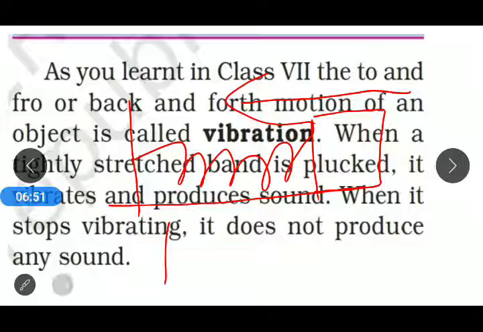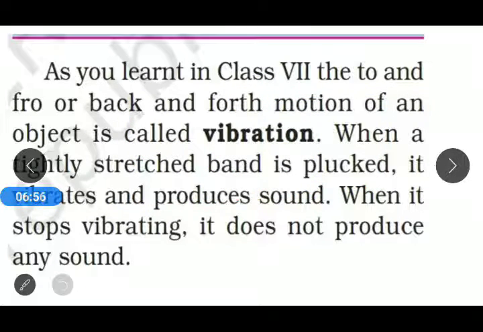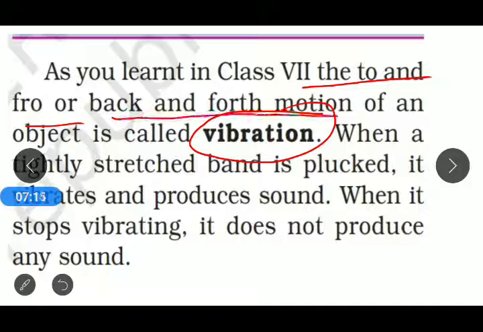So this is the back and forth motion. So what is a vibration? From these examples, we can define vibration, as indicated here in bold letters. How are we able to define vibration? Vibrations are nothing but the to and fro or back and forth motion of an object.